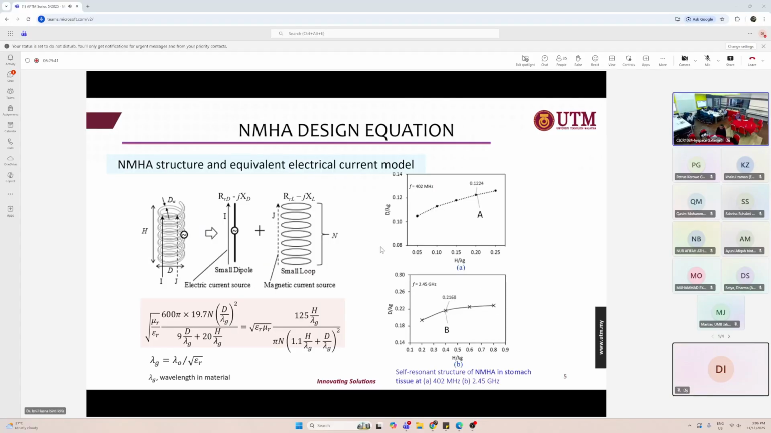Our design follows the antenna design equation for antennas in the human body, where the design structure is normalized to lambda g, which is the wavelength in the material. We designed two types of antenna, A and B. Antenna A is the NMHA in stomach tissue at the lower frequency of 402 megahertz, and antenna B is at the higher frequency of 2.45 gigahertz.